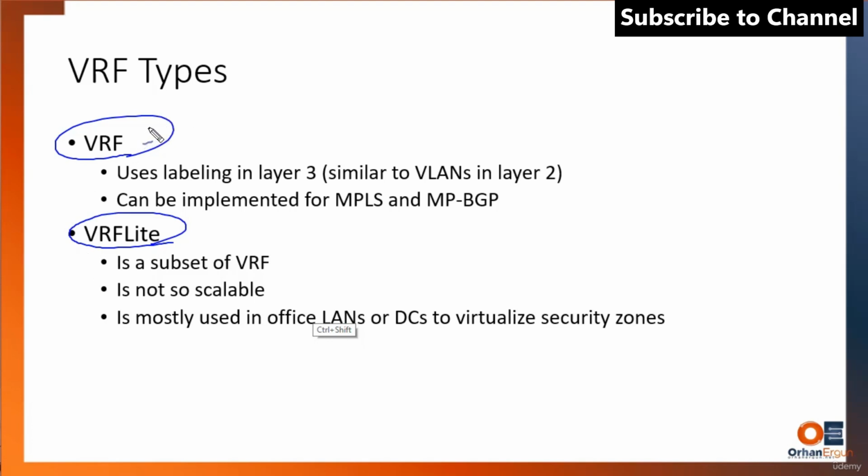The actual VRF, which is called VRF, of course, uses labeling in layer 3, exactly like what you have in layer 2. When you have VLANs, you add some tags to that to make sure that you know this traffic belongs to which VLAN. And VRF uses labels, again, exactly the same as what we use tags in VLANs. The VRF is implemented in MPLS and multi-protocol BGP. So when you use VRF, as a matter of fact, you are talking about VRF with MPLS most of the time.